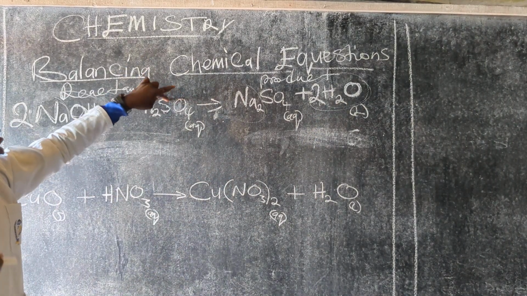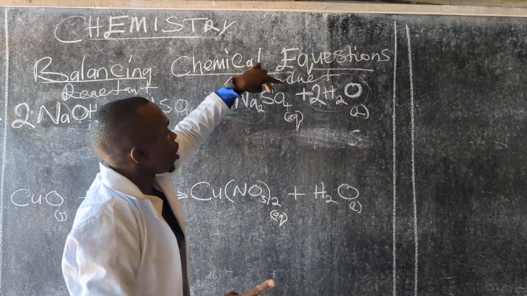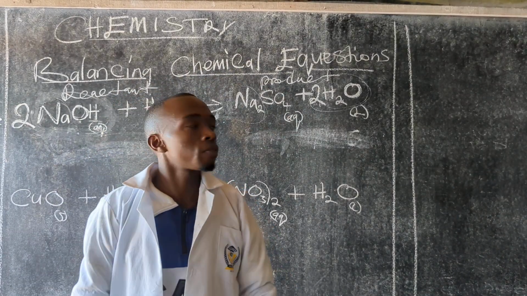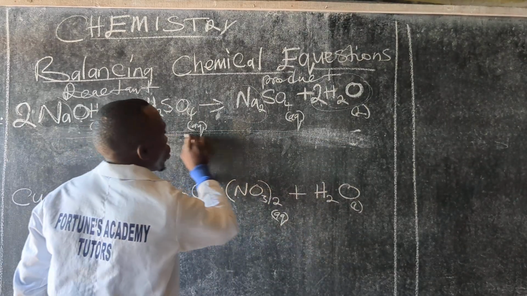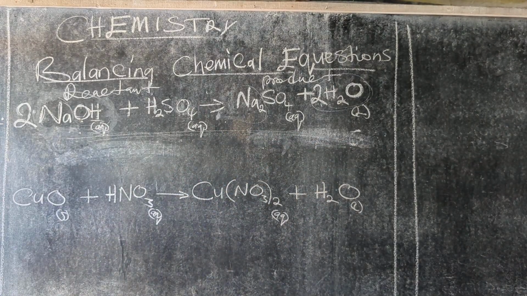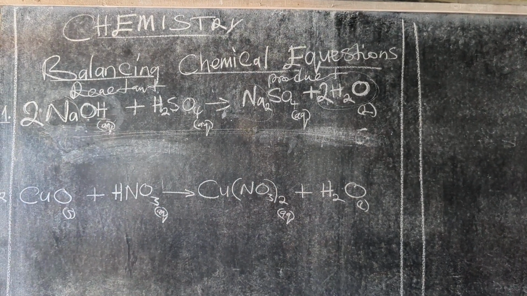Sulfur, we are having 1 atom of sulfur here, and here we are having 1 atom of sulfur. So this is how we are supposed to balance this equation.